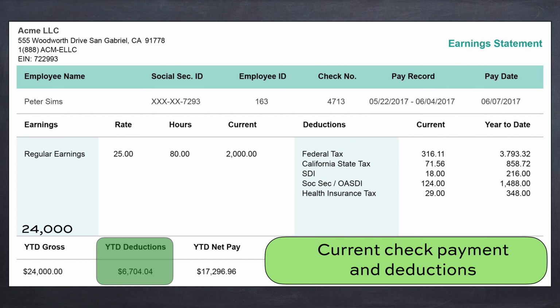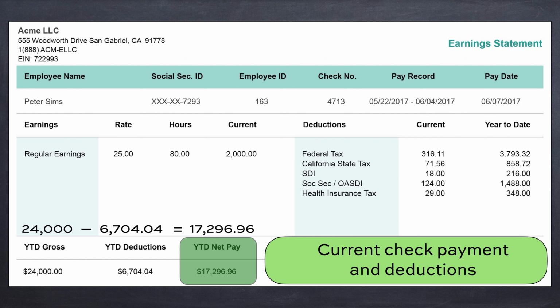The deductions, that means $6,704.04, how we did that earlier. That's how much has been taken out. So if you want to see his net pay, you just go gross pay minus the deductions. That means he's had $17,296.96 actually deposited in his bank account. That's the net pay after we take out all the deductions for the entire year.